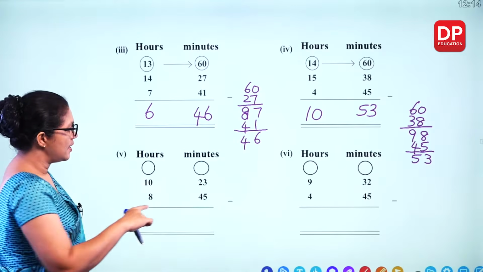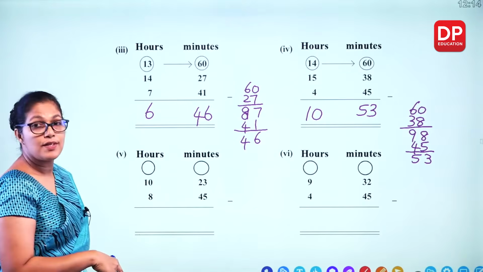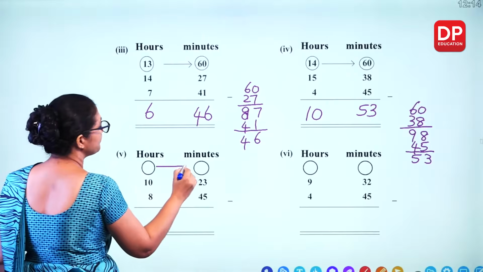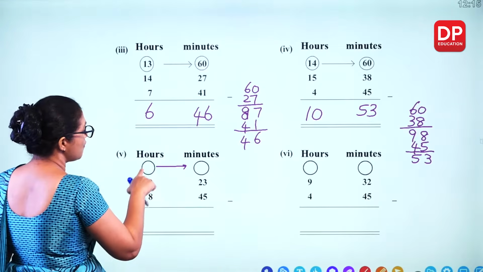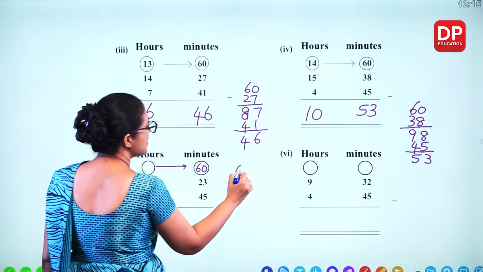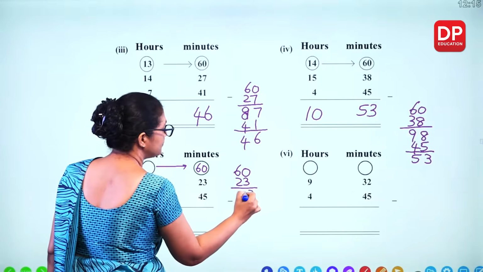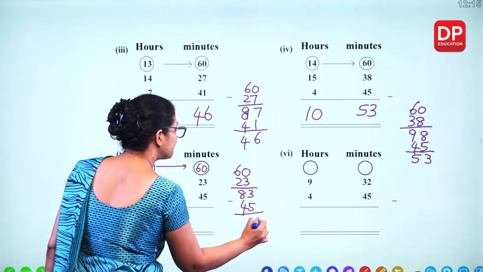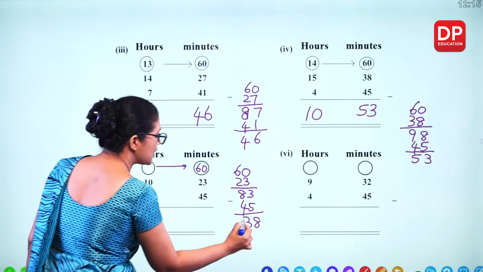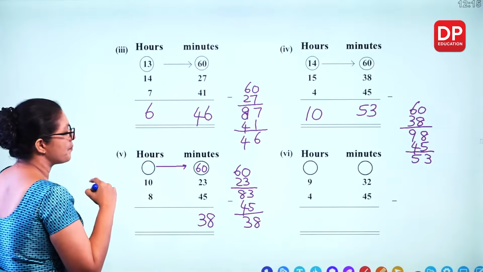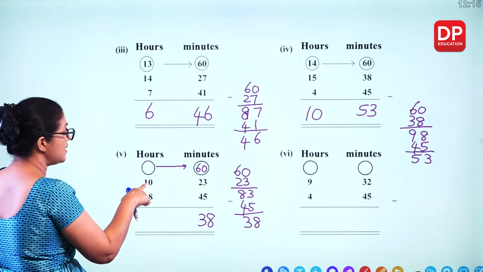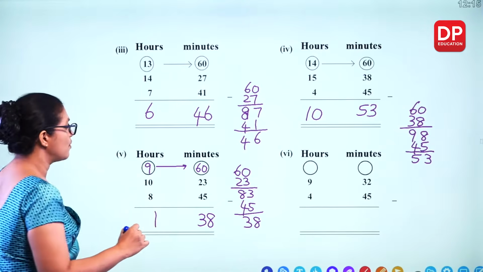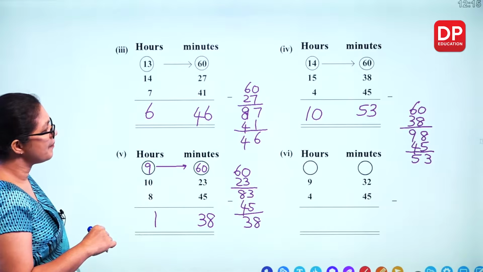This one, can we subtract this one? 23, 45 from 23, you can't. So, you have to take 60 from that. So, 60 we are taking. 60 plus 23, 83. Now, subtract 45. 38. So this is 38 now. Now here 10 was earlier and we took 1. This becomes 9. 9 minus 8, that's 1. 1 hour and 38 minutes.